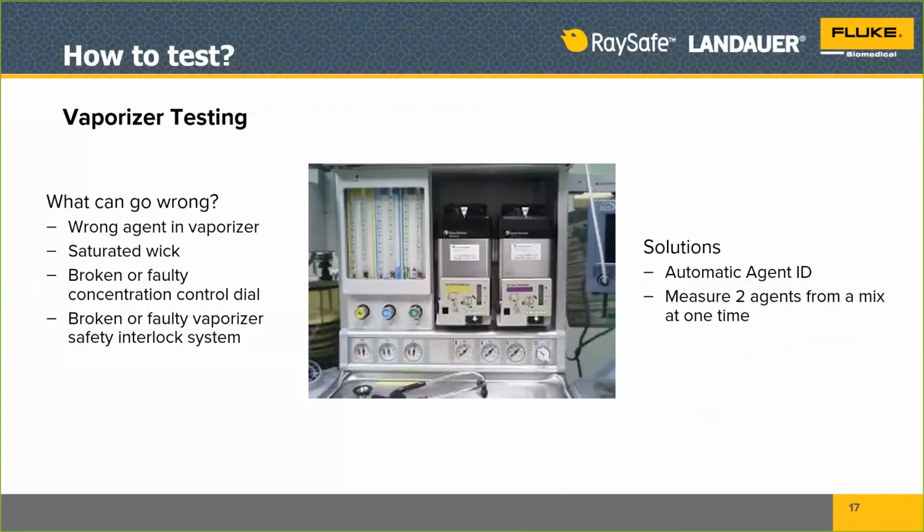The other thing is you should look for an analyzer that's able to measure two agents at the same time from a mix. This will tell you if your interlock system is working or not. If you ever see more than one agent, you should know that something's wrong. This might be just leftover agent in the breathing circuit from the last time it was used, so if you flush it, it should go away. If it doesn't, something's wrong, and that could point you towards a faulty interlock system. So you want to be able to test more than just agent concentration. You want to be able to test your whole system, because that's really where the risk lies.